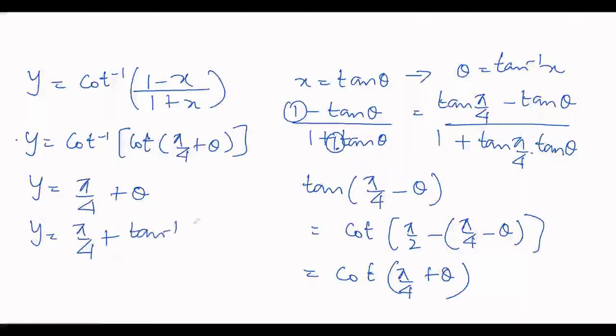Differentiating this, I get dy by dx. Differential of pi by 4, which is a constant, is 0. Differential of tan inverse of x, a standard derivative, is 1 by 1 plus x squared.